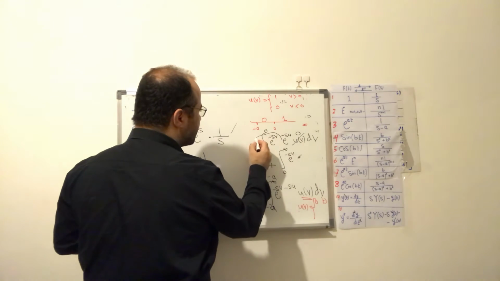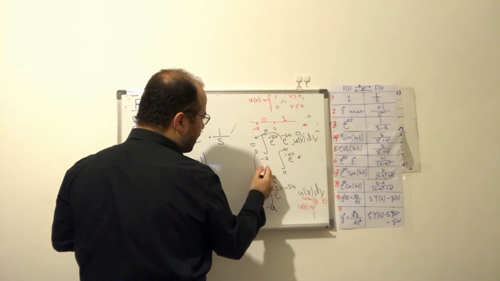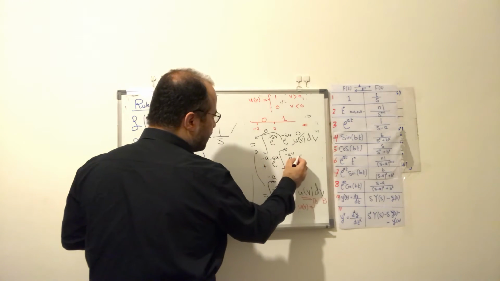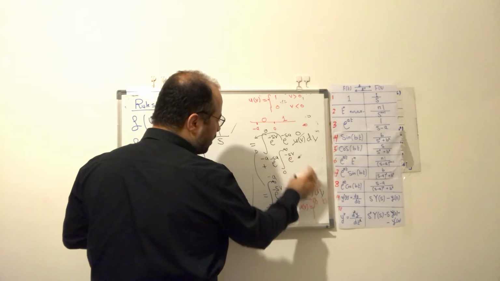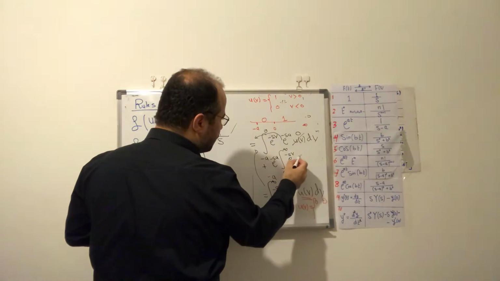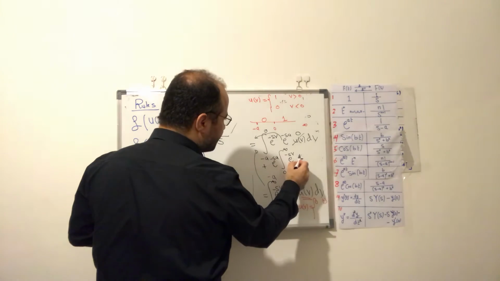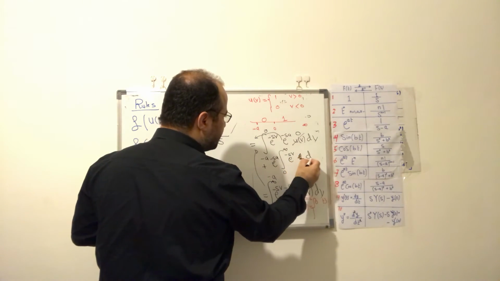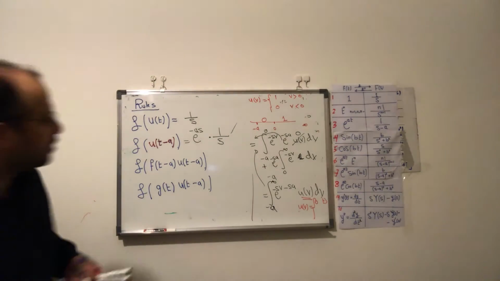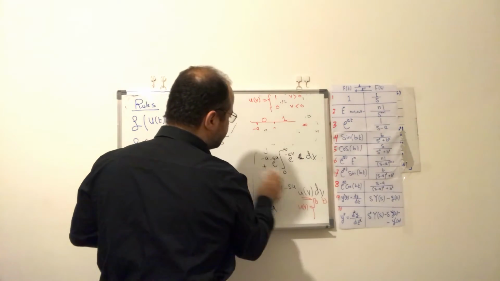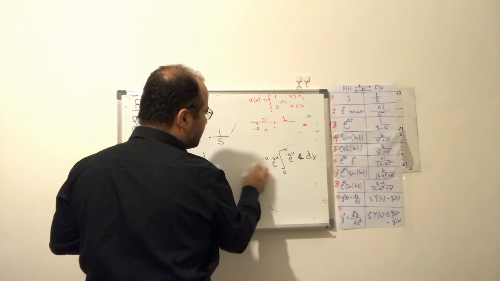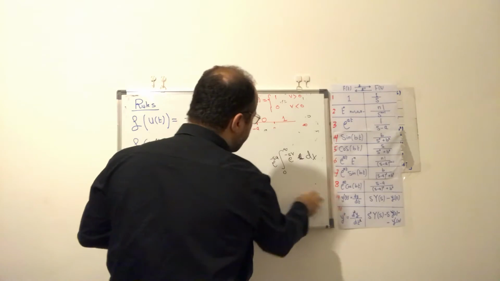I need to take e to the minus sa out of the integral. Then here we have u of v, but u of v on that side is 1, when v is greater than 0, and then dv. Now, all we got from that integral is this thing. This is the end of the integral.